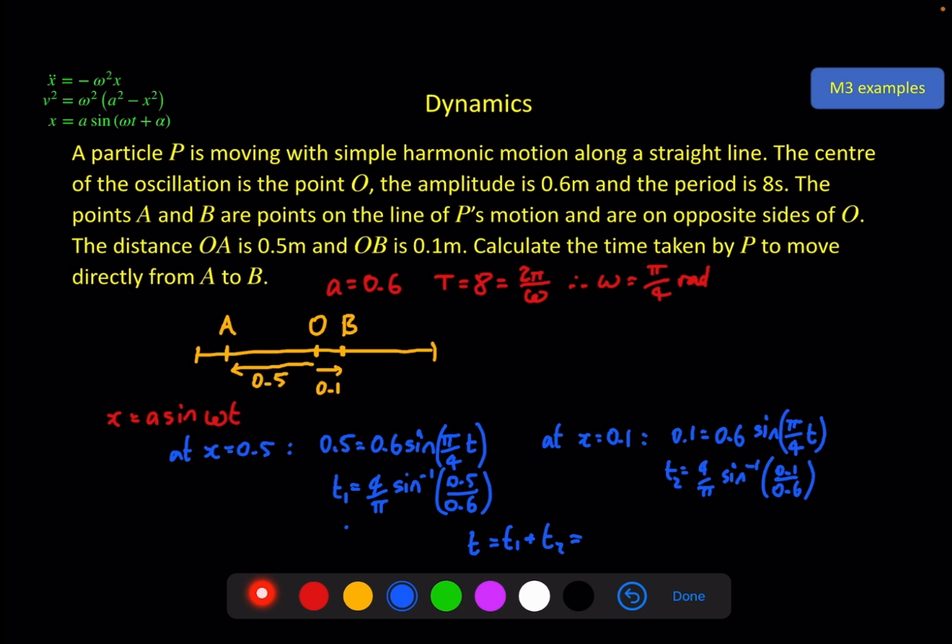Putting that on my calculator, we find t1 is 1.254... and t2 is 0.213... Adding them together gives me a final answer of 1.47 seconds to 3 significant figures. And that's the final answer.